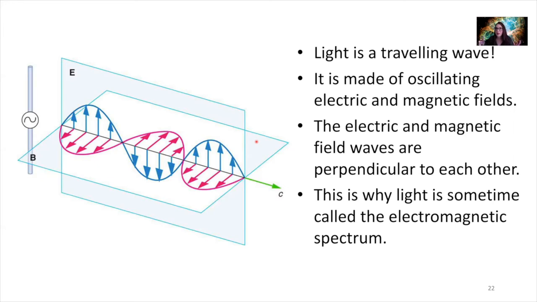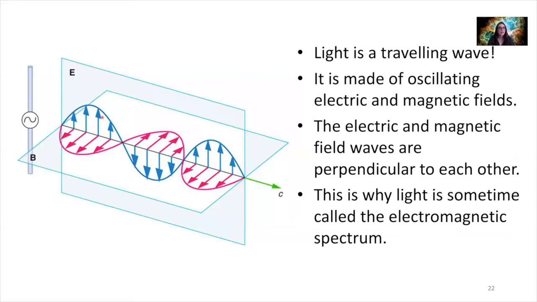Light is a traveling wave. Light is made up of oscillating electric and magnetic fields. So that's why we spent all this time thinking about oscillations and traveling waves. Light is an oscillating traveling wave. So here we have an example of what a wave of light looks like.